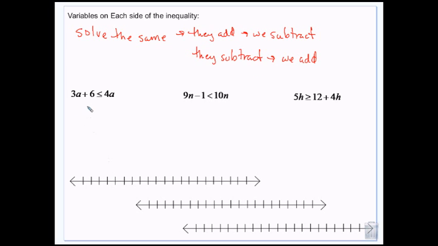But I want the number by itself and the variables together. So I have 3a plus 6 is less than or equal to 4a. So I'm not going to subtract 6 from both sides. I'm going to subtract 3a from both sides to get it with the 4a. So 6 is less than or equal to a, which is the same thing as a is greater than or equal to 6. I'm going to say this is 6. This is 0. Greater than or equal to, so I have a solid dot, and I shade this way.